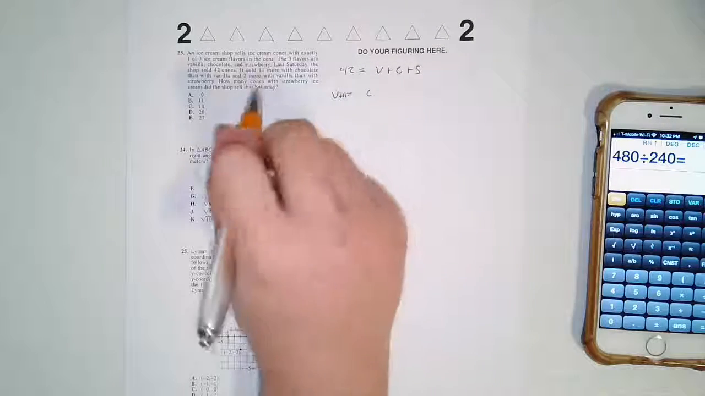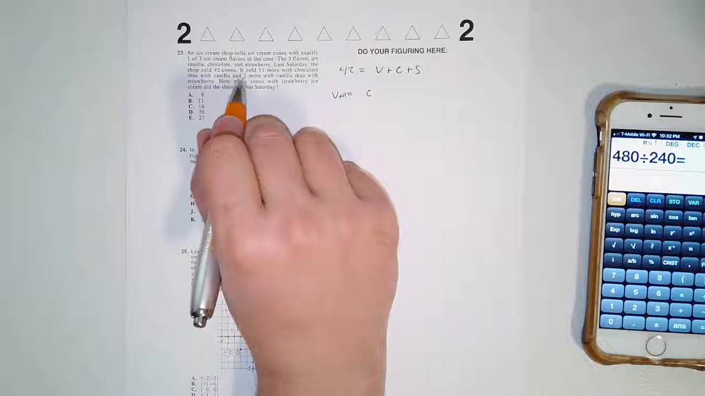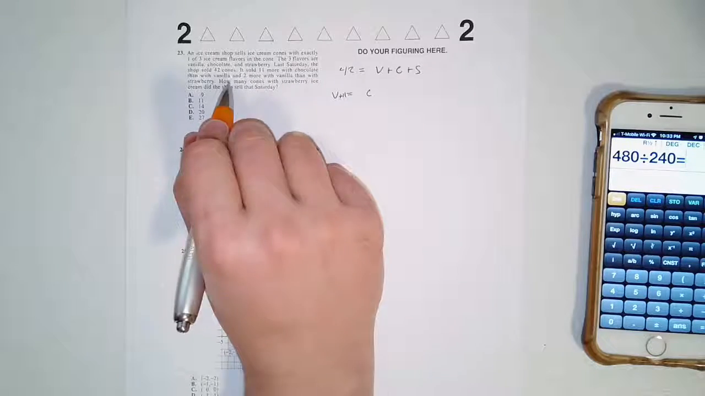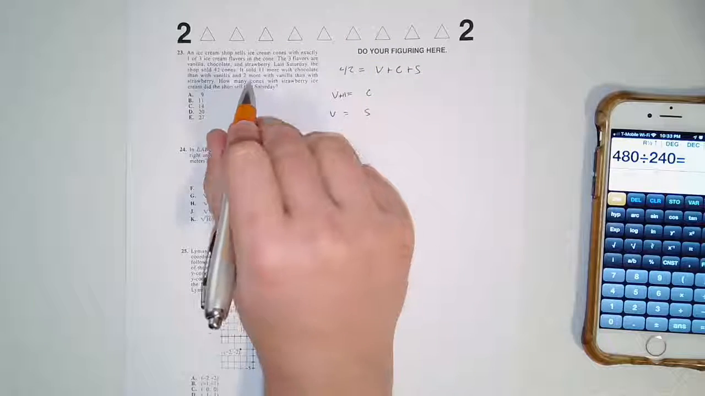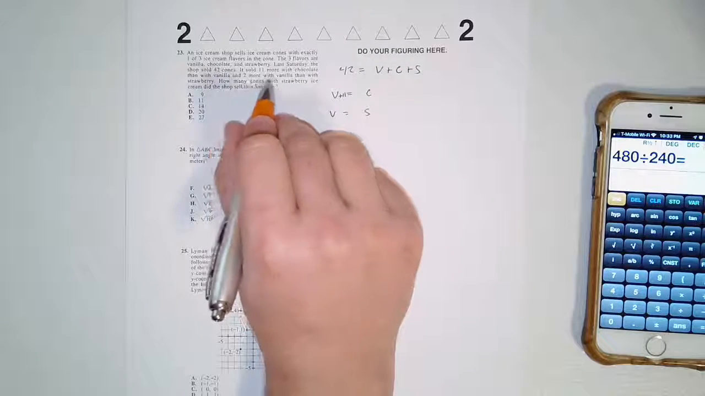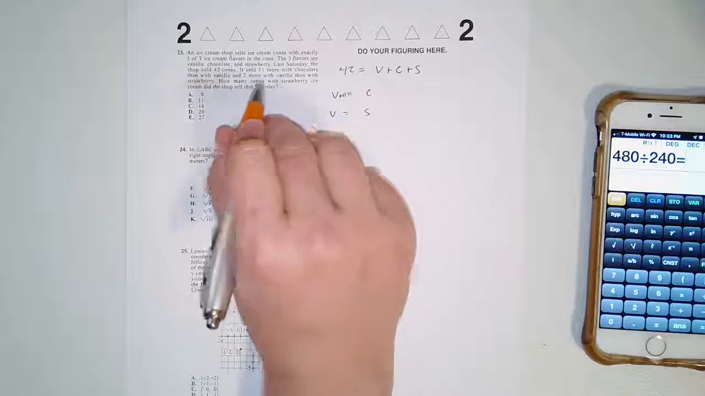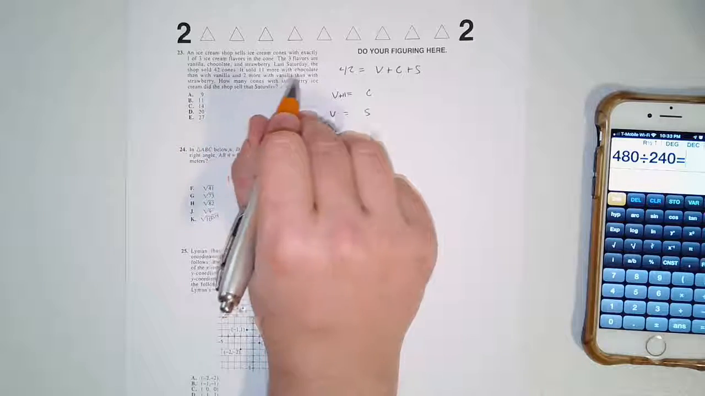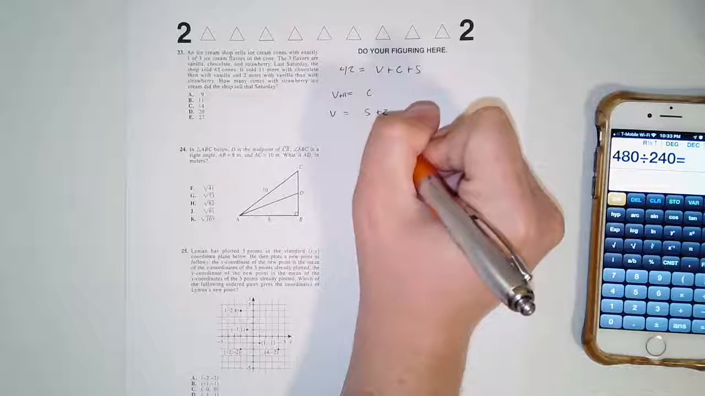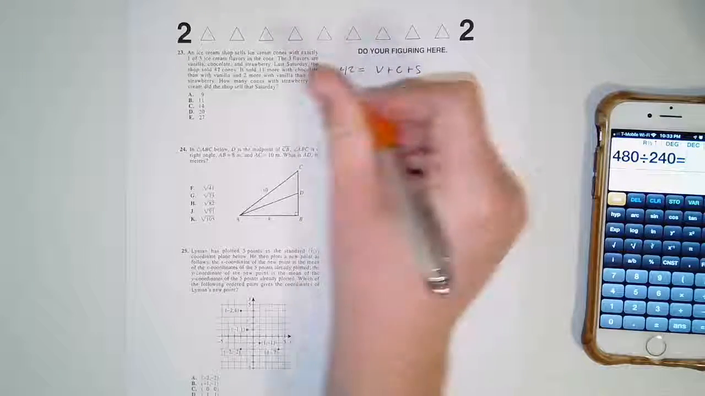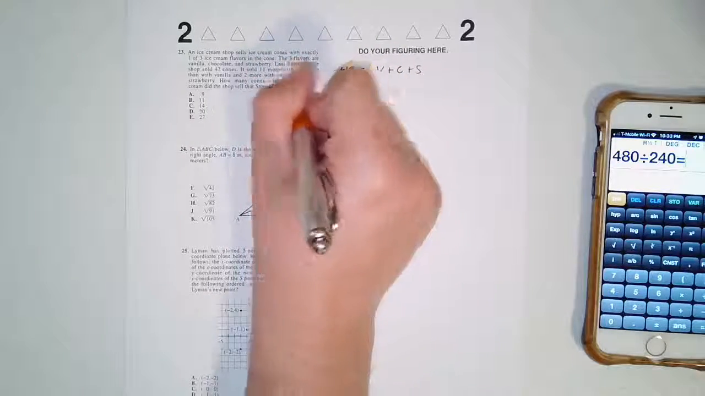And 2 more vanilla than strawberry. So again, does vanilla equal strawberry? No. But 2 more vanilla than strawberry, take your strawberry number plus 2, you're going to equal your vanilla. Okay? How many cones with strawberry ice cream did the shop sell that Saturday?